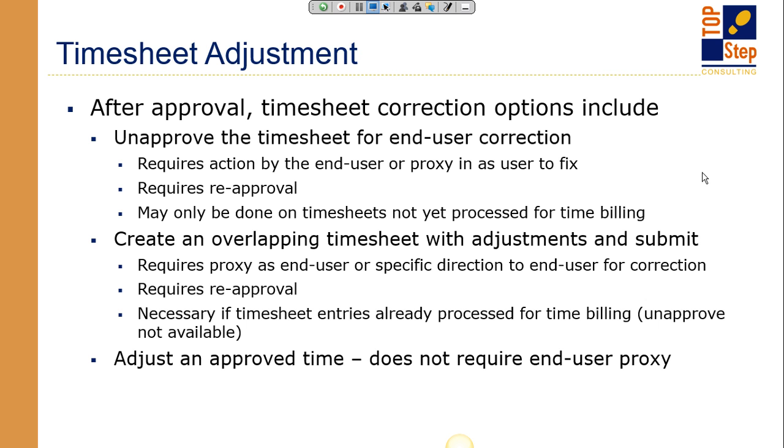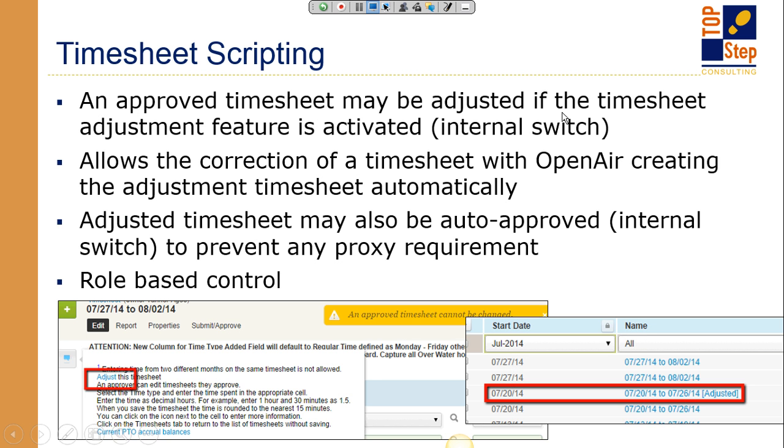So there's a couple of additional information and screenshots here. You can only adjust an approved timesheet, obviously, and it is an internal switch. So if you don't have it enabled, it's something you want to look at. You will need to ask OpenAir to turn this on in your account.